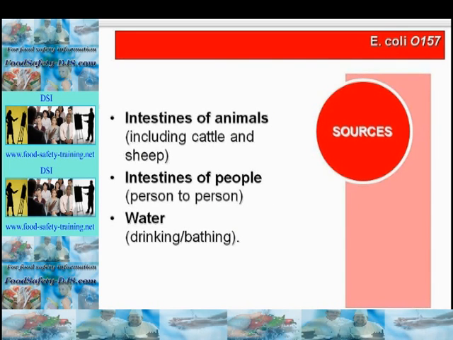Sources of E. coli include the intestines of animals, including cattle and sheep, and also man. Person to person is likely. Also from manured vegetables and fruit crops, untreated water used for drinking and bathing, and also raw milk.